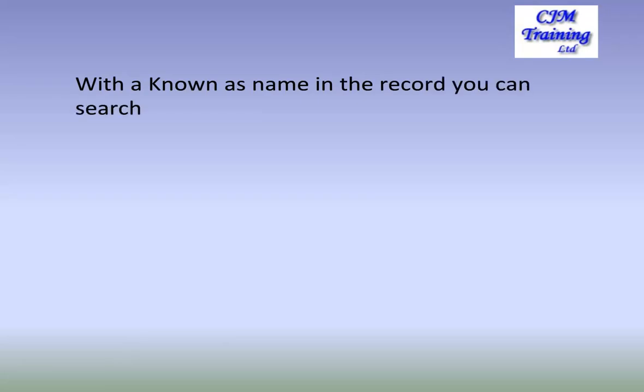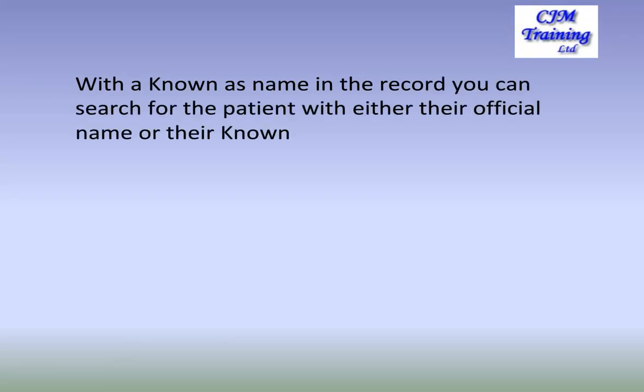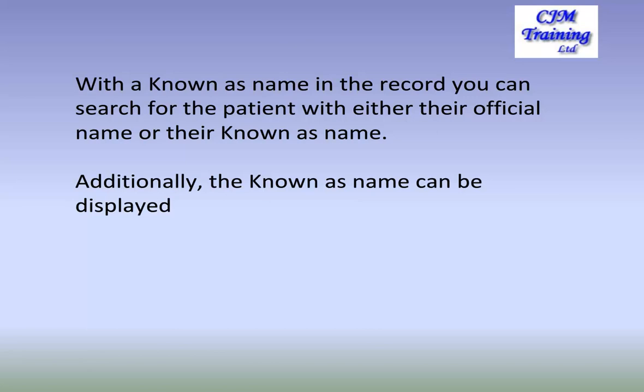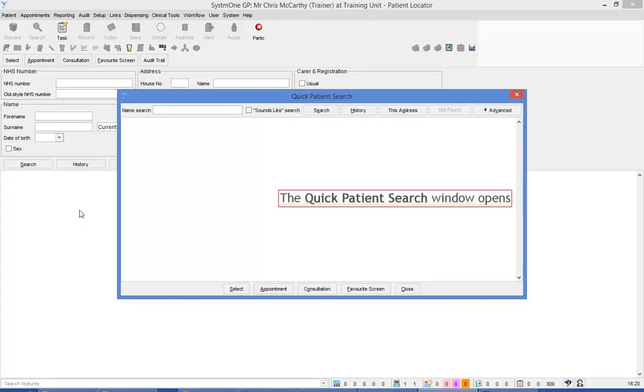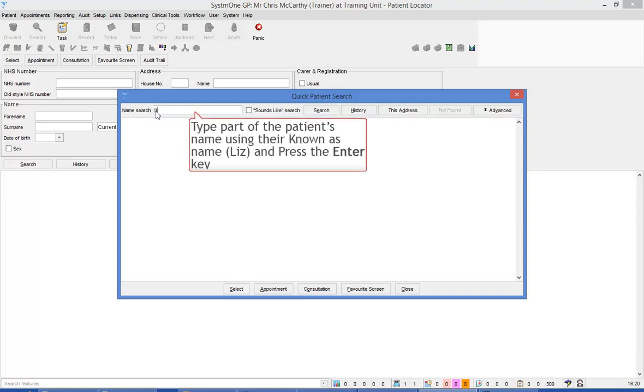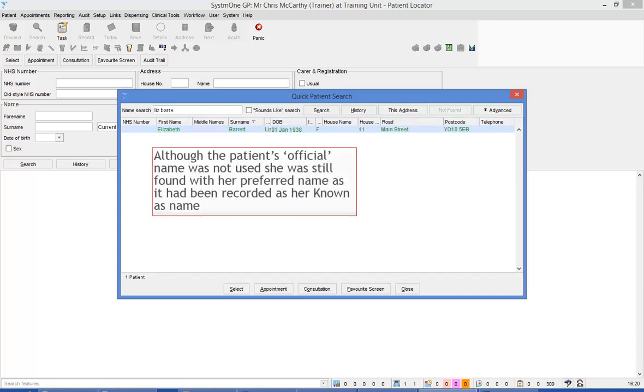With the Known As name in the record, you can search for the patient with either their official name or their Known As name. Additionally, the Known As name can be displayed in its own column on the search screen. Let's use a quick patient search. In the name search box, we'll use Liz instead of Elizabeth for this patient. Even though we didn't use her official name, we found the patient because we had a Known As name recorded.